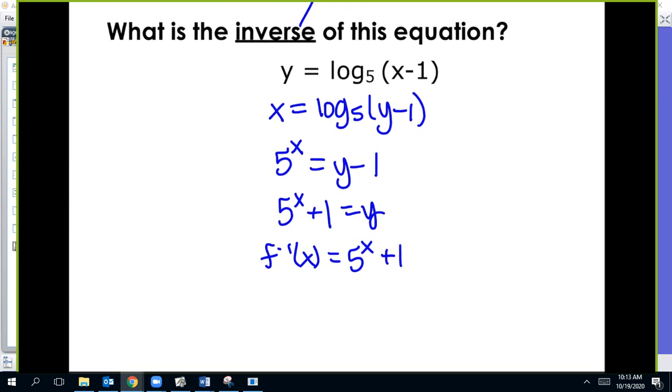I want you to notice something interesting too. Remember, we learned this is inside, and so that would be a transformation of right 1. And then now it's outside, and so it would be up 1. And that's how inverses work. What was horizontal is now vertical, and vice versa.